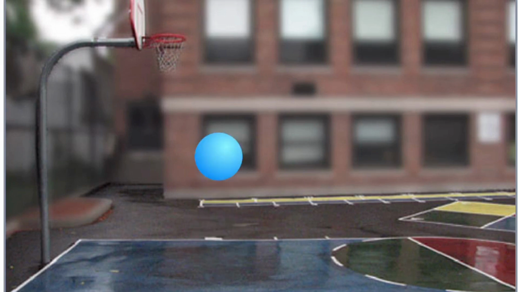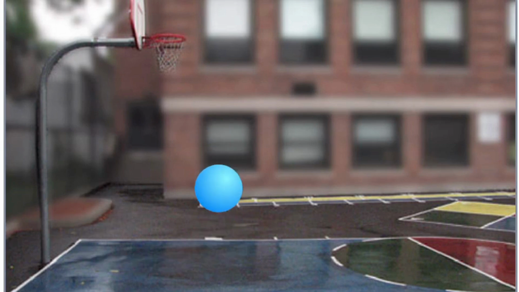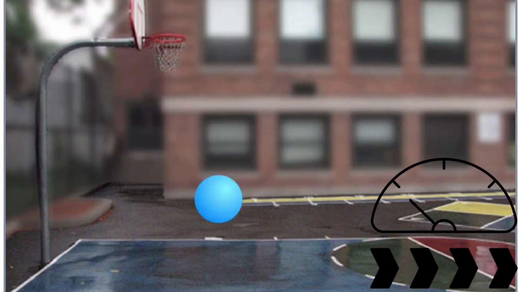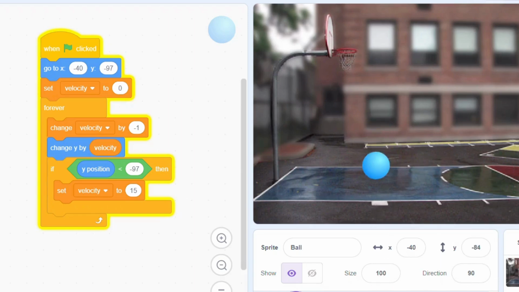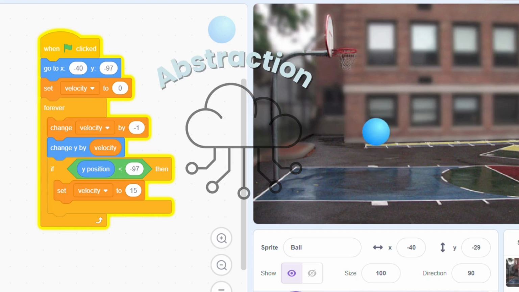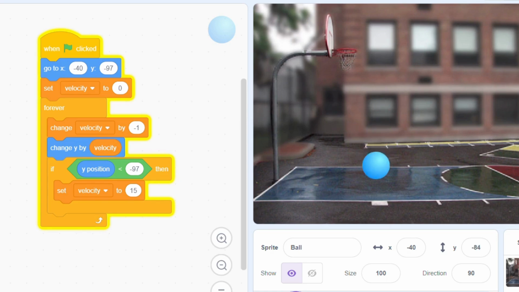From a technical standpoint, I utilized a forever loop and a custom variable for velocity. By setting the velocity to change by -1 every frame, I have created a digital model of constant acceleration. From a computational thinking perspective, this project emphasizes abstraction. Instead of calculating complex air resistance, we focus on the core algorithm of gravity.